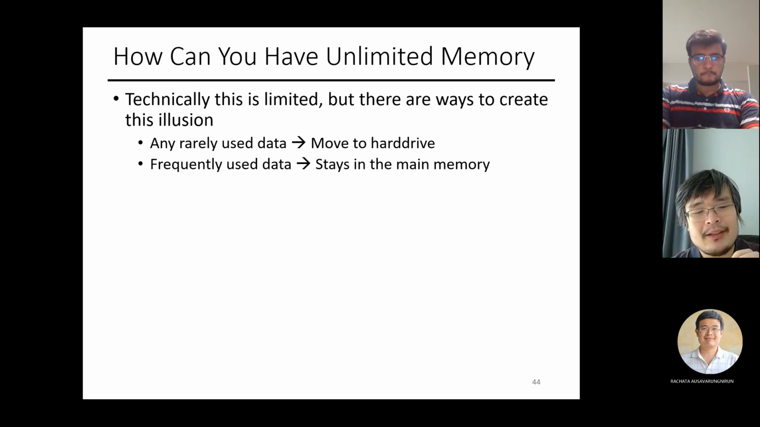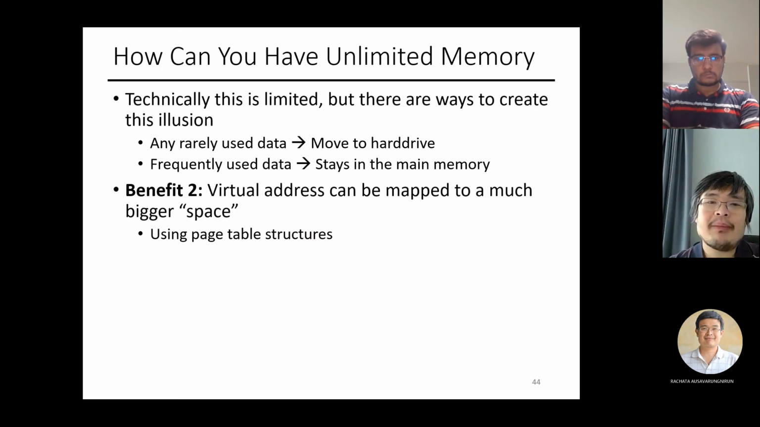If you look at the performance monitor, like when you run top on a MacBook, you will see the swap memory that is holding data you're rarely using when your memory is full. So a virtual address can be mapped to this much bigger space using what we call the page table structure, as well as the demand paging mechanism, which looks into where this page is on the hard drive so I can get it back.